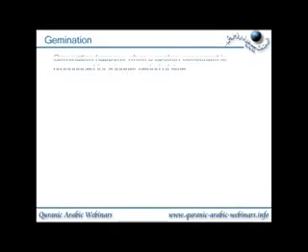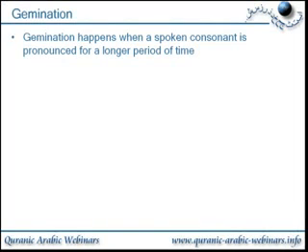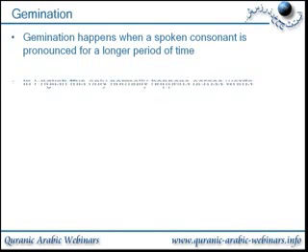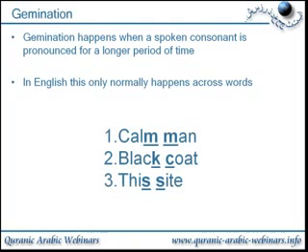So gemination in English then. The actual definition: gemination happens when a spoken consonant is pronounced for a longer period of time. In English, this only normally happens across words. So just to explain that, we'll do three simple examples. What we're talking about is a certain letter, what they normally call consonants, which is held for a slightly longer period of time. And in English, this normally happens where you have the same sound at the end of one word and the beginning of the next word. And it's when you say both words quite quickly.